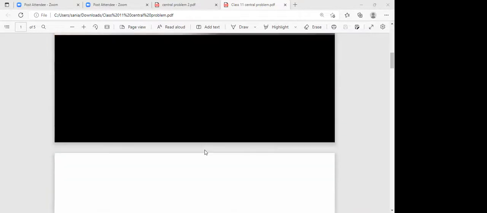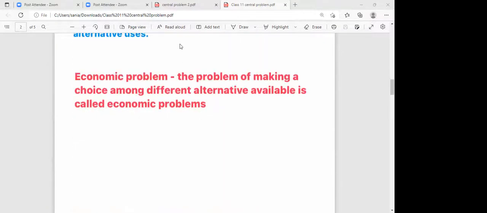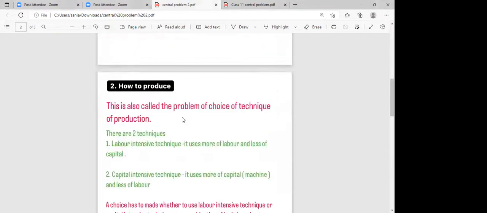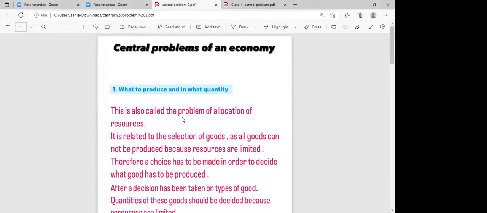What we did in the previous class, we did the central problems, right? So we'll revise that. Okay. Okay, ma'am. So now, central problems of an economy.